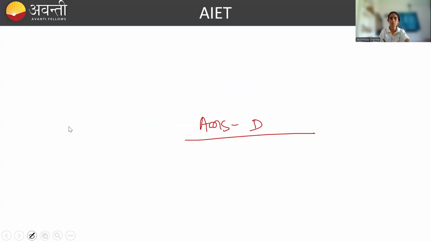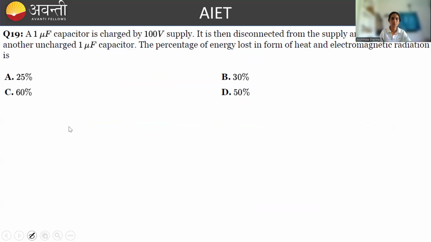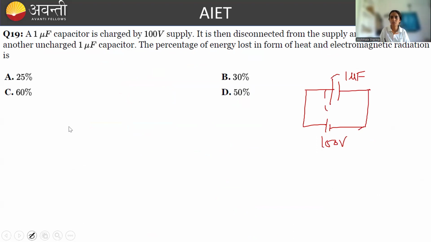Now let's do another question. This is your another question. Now look here: a 1 microfarad capacitor is charged by a 100 volt supply. So there is a 1 microfarad capacitor and this is getting charged by 100 volt. So how much charge will be there on this capacitor? Suppose I call it Q naught. So that will be 100 microcoulomb.